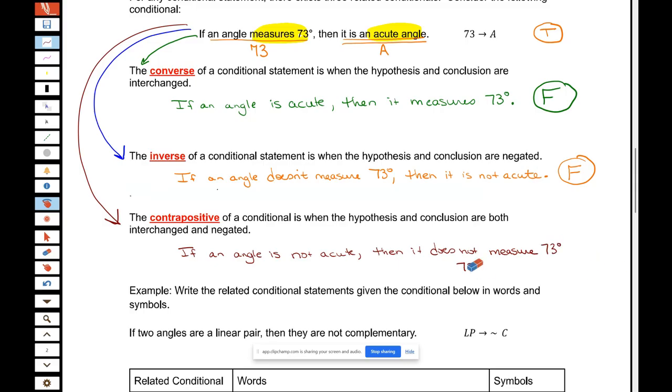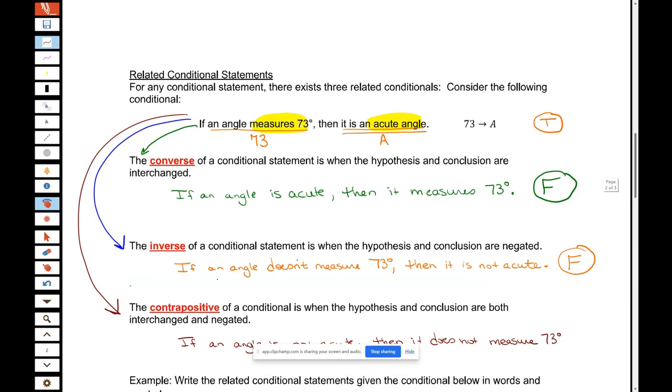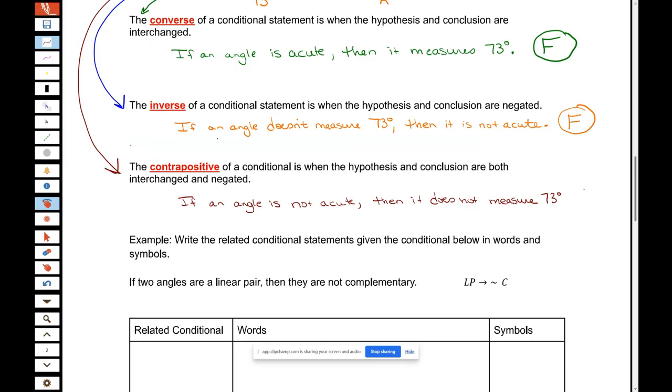Okay. So if an angle is not acute, then it does not measure 73. Well, that's true because if it's not acute, then it can't measure something less than 90 because 73 is less than 90. So I'm going to say that one is true.